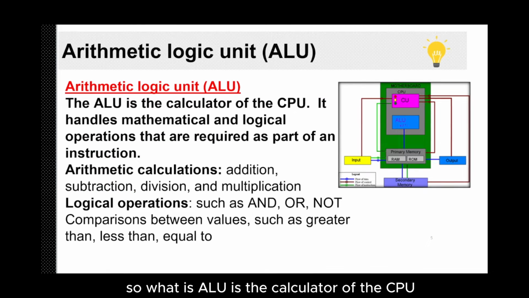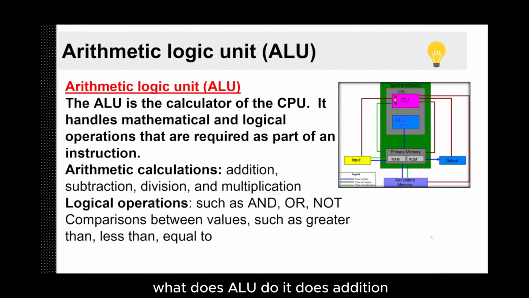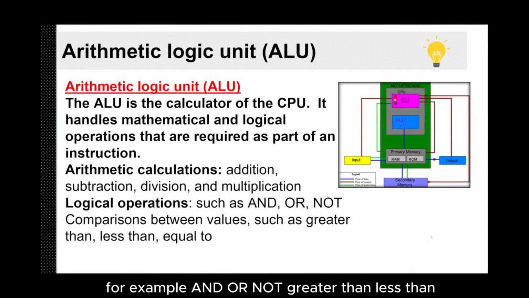So, what is ALU? ALU is the calculator of the CPU. It handles mathematical and logical operations that are required as part of an instruction. So, what does ALU do? It does addition, subtraction, division, multiplication. It also does our logical instructions, for example, and, or, not, greater than, less than.